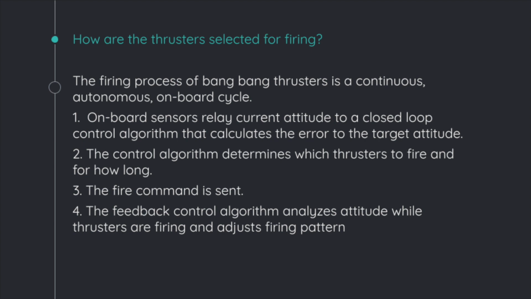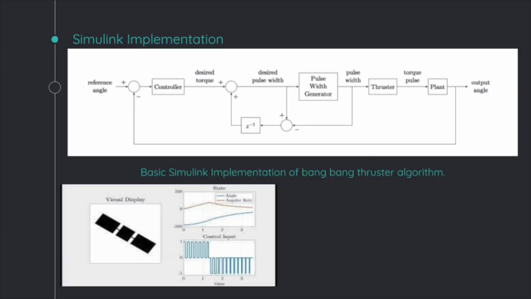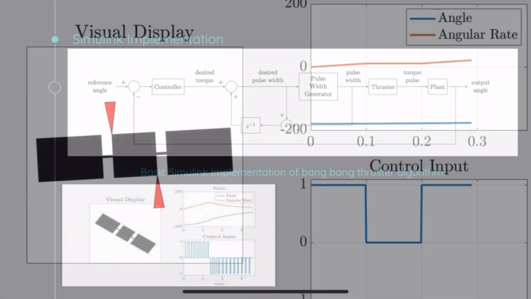A unique component of bang-bang thruster algorithm is that while the thrusters are firing, the algorithm is continuously calculating the error between the current and target attitude and adjusting the firing pattern. This is known as closed-loop feedback control. The loop is illustrated in this basic Simulink layout in which, given a reference angle, the error is calculated and provides a command torque to achieve the desired attitude. The simulation was run and the results are seen in the video.